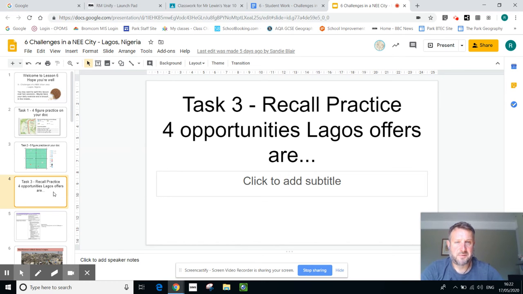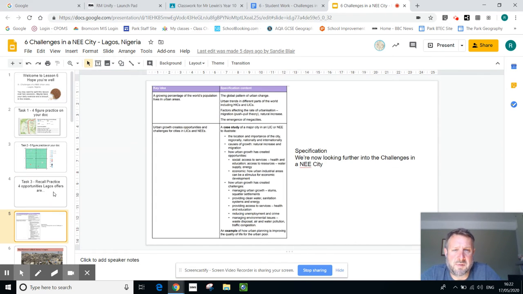Yes, Lagos. 4 opportunities Lagos offers are. What are the opportunities? Economic opportunity, social opportunity, environmental opportunity, plus 1 more. Okay, always go SEE. Then you got it. You can put those on the other document. So again, we're piling through Lagos, and we're now sort of in that area here, look, where we're starting to look at some of the challenges. We looked at the opportunities, we're into challenges now.